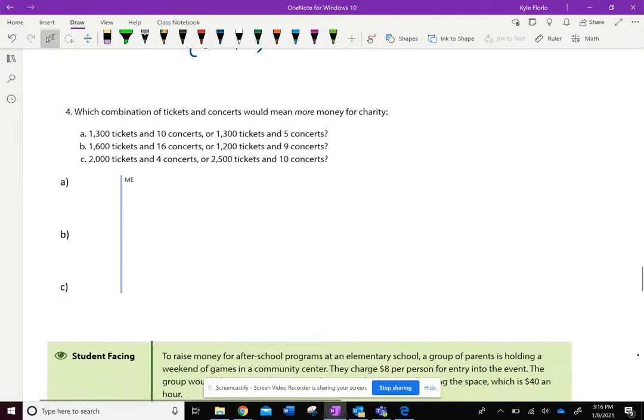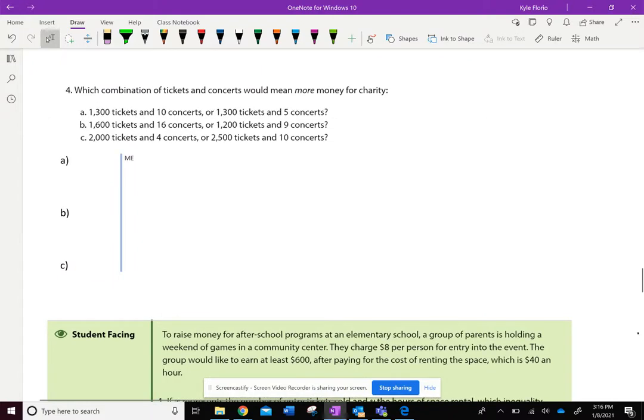Number 4, last question. Which combination of tickets and concerts would mean more money for charity? 13,000 tickets and 10 concerts, or 13,000 tickets and 5 concerts? With the same amount of tickets, the more concerts, the more money I'm going to spend. And I want to make money, not spend money. So the 5 concerts one is going to be the cheaper one.